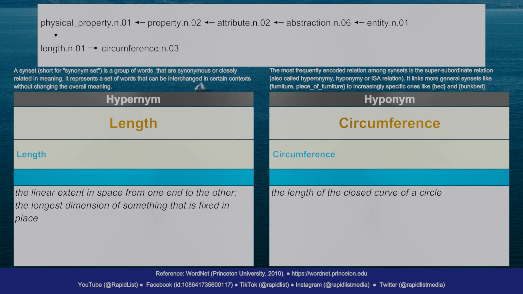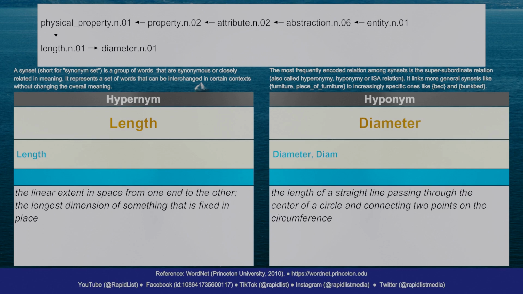Circumference. The length of the closed curve of a circle. Diameter. The length of a straight line passing through the center of a circle and connecting 2 points on the circumference.